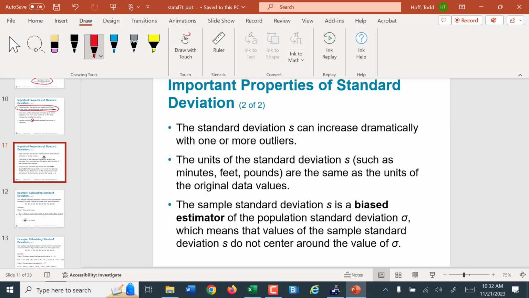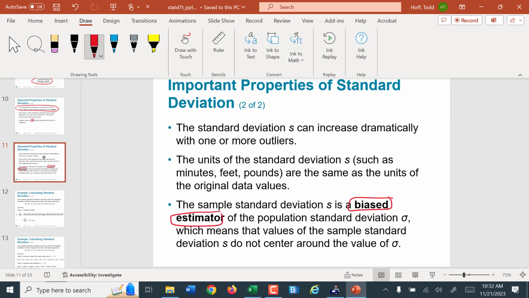Again, it's not resistant to outliers. Really small, really large values will change it a lot. The units of the standard deviation are the same as the units on our data. So let's say we're measuring hours of sleep in a night. The units on our standard deviation are going to be hours. The sample standard deviation, though, is a biased estimator.